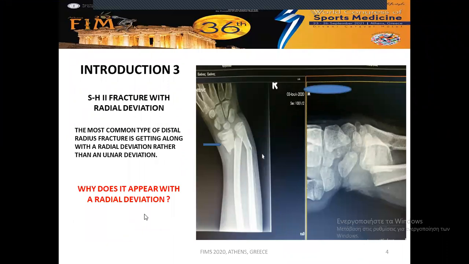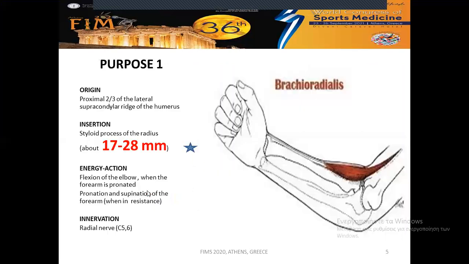Salter-Harris II fracture seems to occur most often with a radial deviation. The most common type of distal radius fracture presents with a radial deviation rather than an ulnar deviation. And the question is, why does it appear with a radial deviation?